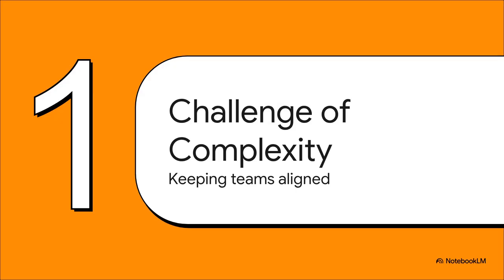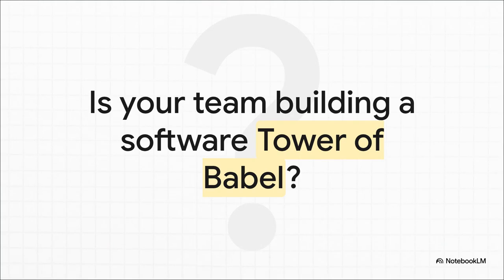So here's a problem that pretty much every software team runs into, right? Complexity. The more people and ideas you throw at a project, the harder it gets to keep everyone aligned and pulling in the same direction. And that brings up a really important question for any team. Are you building a unified system, or are you accidentally building a software tower of Babel? You know the feeling, right? It's where different parts of the team are speaking totally different technical languages. And all that leads to is confusion, delays, and a system that just feels cobbled together.